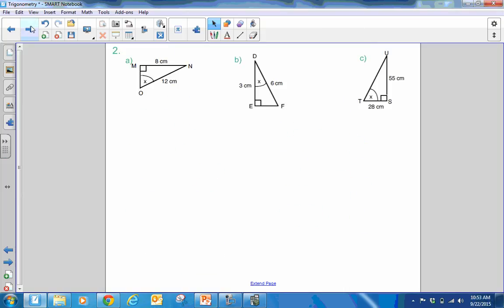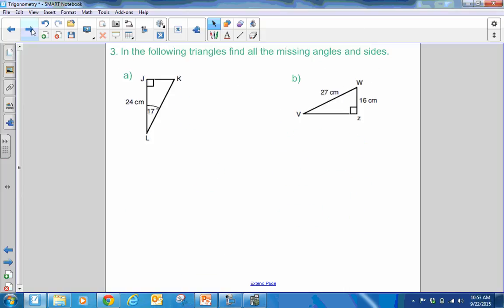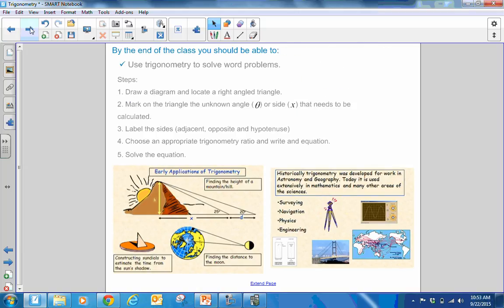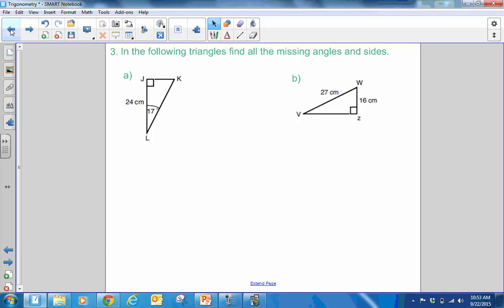Can you continue with the exercises and do question number 2 and 3? Number 3 is a mixture of angles and sides. Please try to follow the steps. Hopefully, you should be able to do sides and angles by the end of this class.